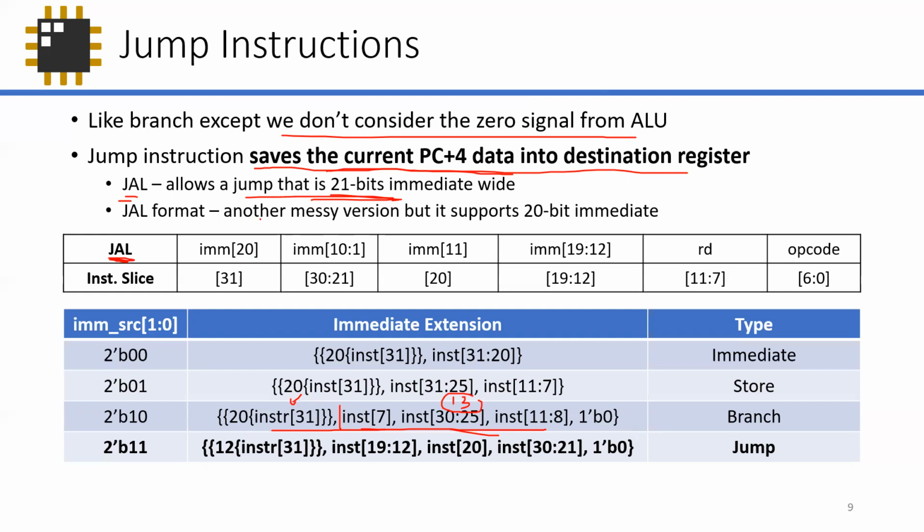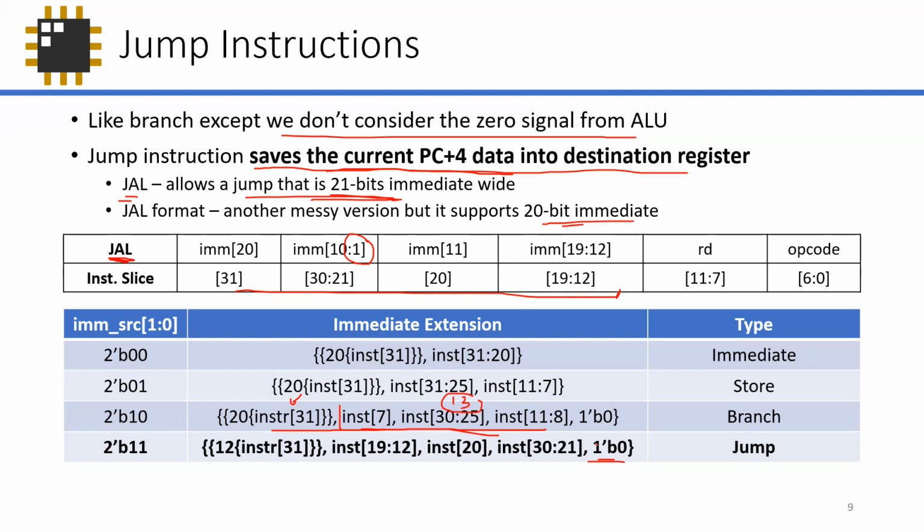Now the JAL format is also a messy one, because it supports a 20-bit immediate. Well, technically 21 bits, because it's 21 bits wide, but you're only grabbing 20 bits of immediate. And if you notice again over here, it stops at 1, so you have that lower bit 0 again. So for jumping, it's pretty much the same as branching, except you jump immediately without having to consider the comparison made in the ALU.